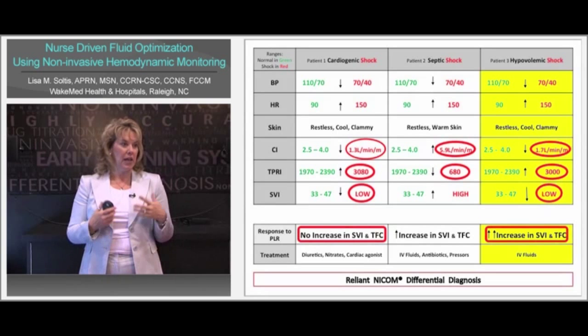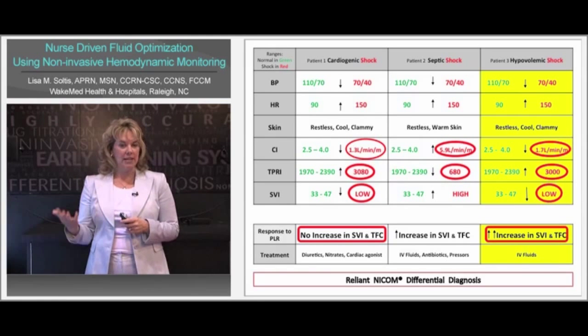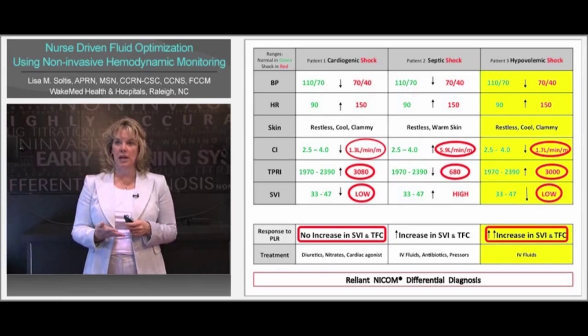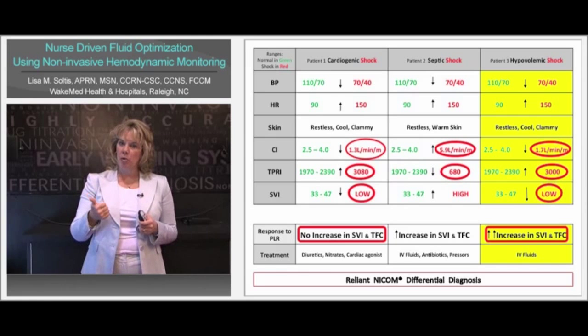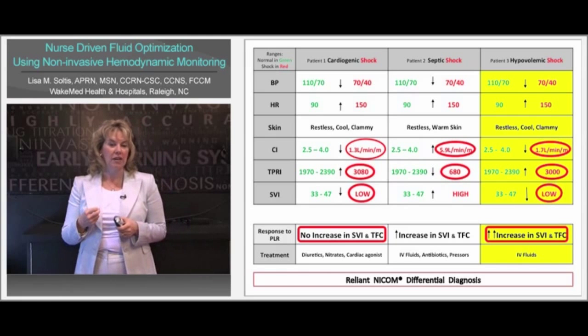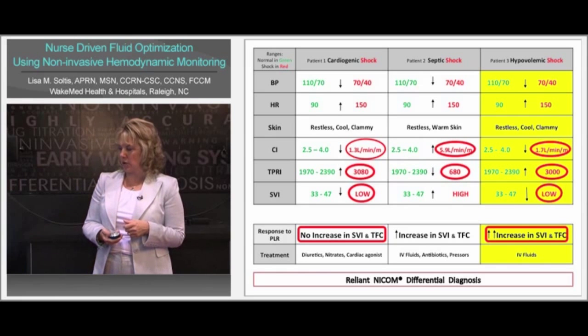Hypovolemic patients, we'll see a low cardiac output and a high afterload, and in this case we have very low volume. When we do a passive leg raise or a fluid challenge with these patients, we will see they are fluid responsive. I've got a good pump, I've got good vessels, I just don't have enough volume in the tank, and so we need to resuscitate that patient until we have adequate volumes.